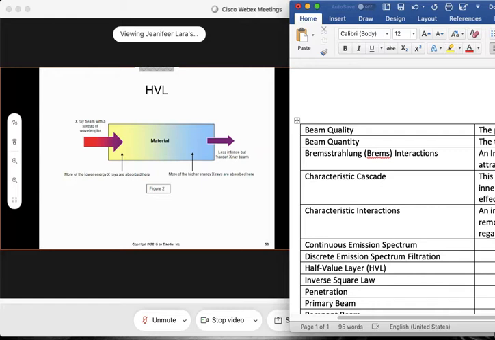But right now, I need you to understand the half value layer is a quality check. It's a measurement of the quality of the beam. It's a way to make sure that whatever we're selecting on our kVp is reflecting. Okay? Okay, yeah, thank you. Okay. Well, we can talk about it a little bit more.